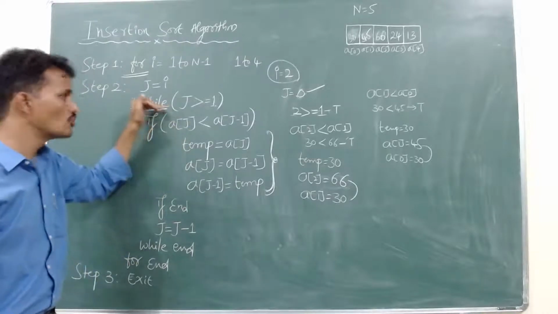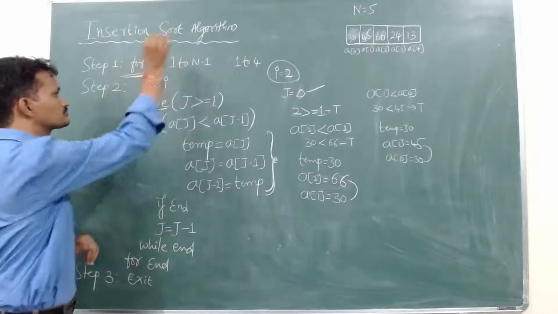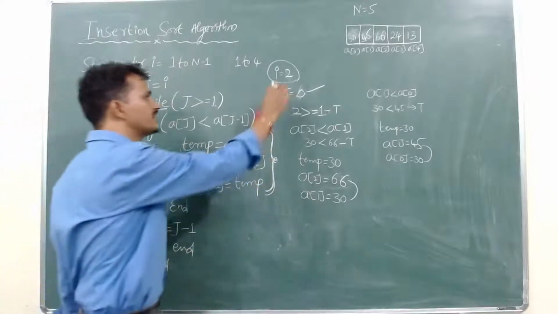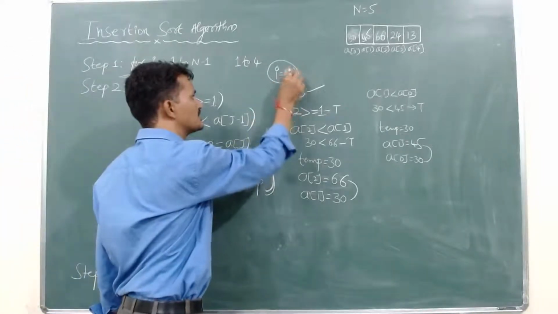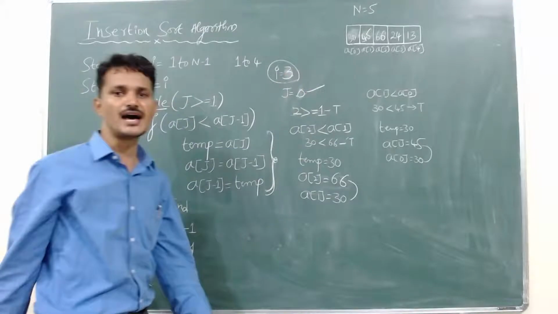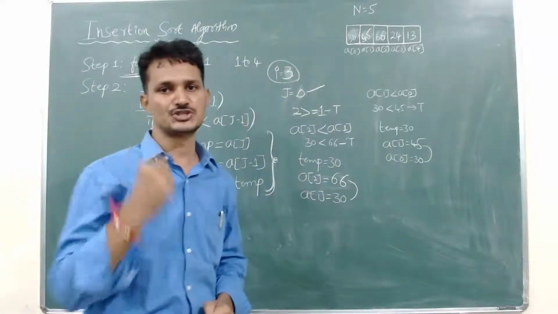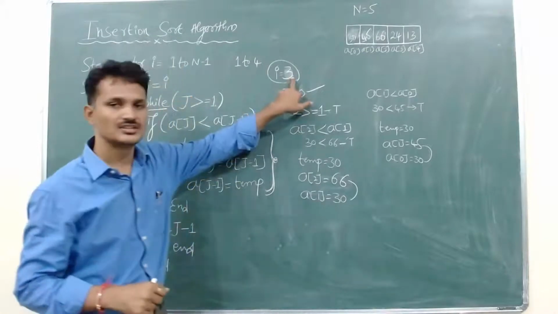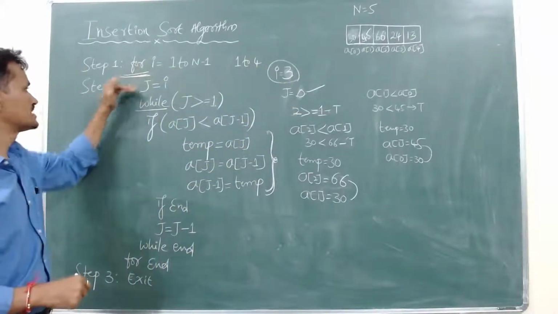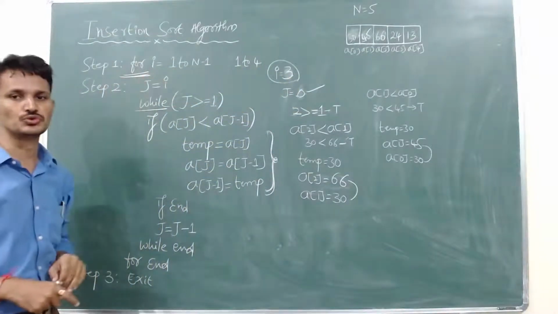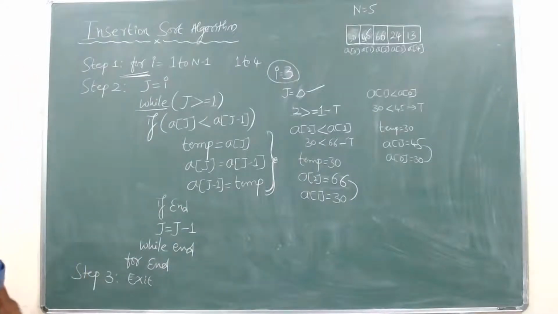Okay. Again we'll go to this for loop. Now i gets increased by 1. The last time the value of i was 2 and this time i gets increased by 1. Now i becomes 3. So the step 2, j is equal to i.